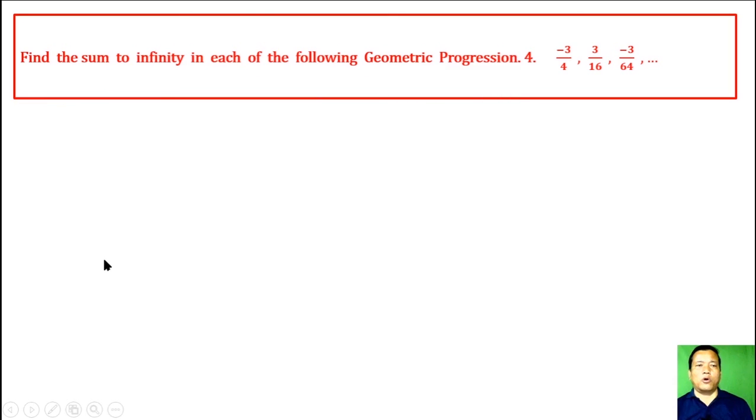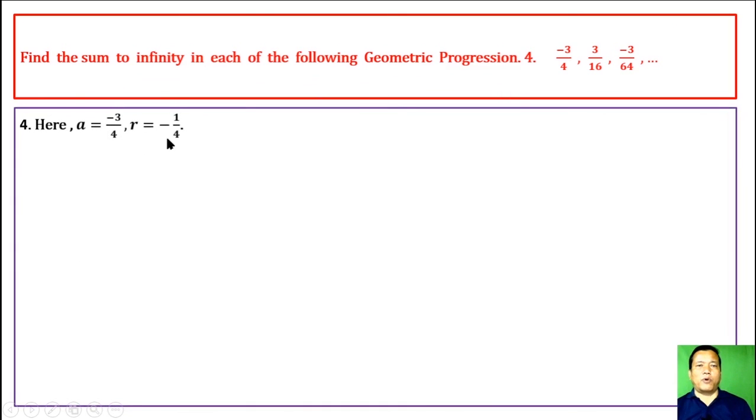Question number 4. Here a is minus 3 by 4. r is obtained when 3 by 16 is divided by minus 3 by 4. We get r is minus 1 by 4. Use S infinity equal to a by 1 minus r and put their respective values. We get minus 3 by 5.